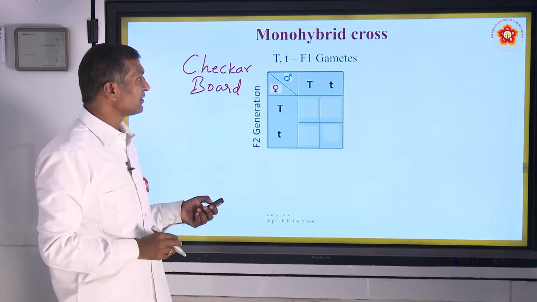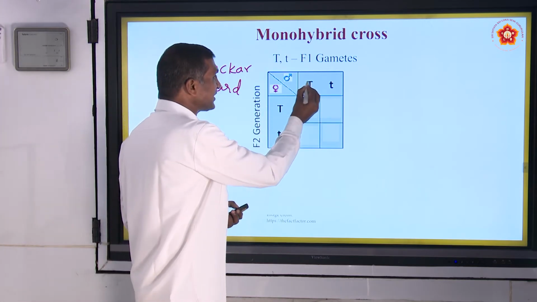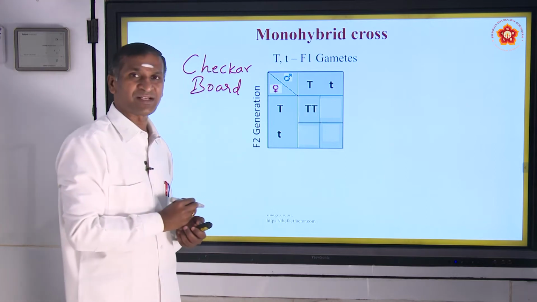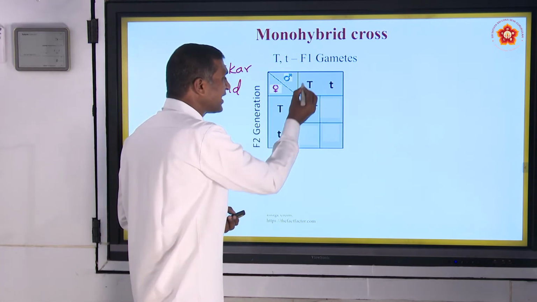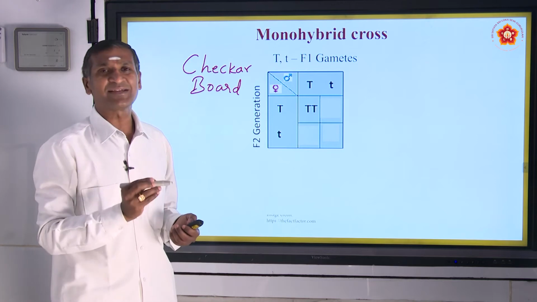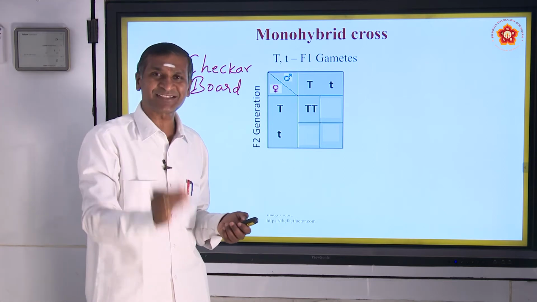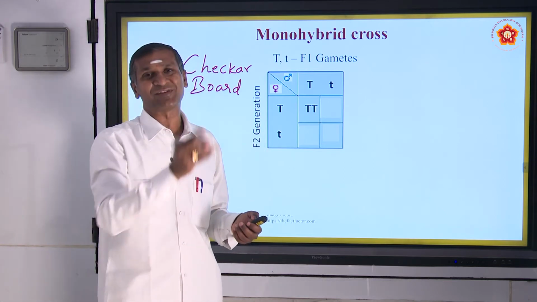Checkerboard. Capital T with capital T. Capital T, capital T. Just combining and writing them. Very simple mathematics. Even the slowest learner can get 3 out of 3 marks in this.